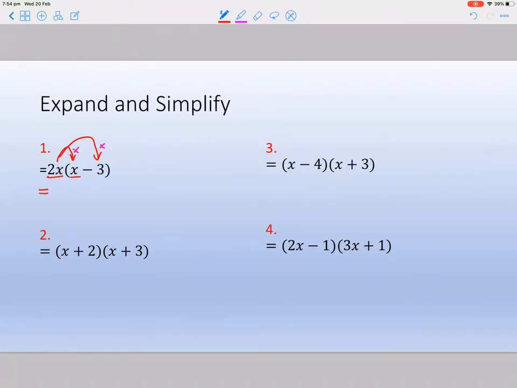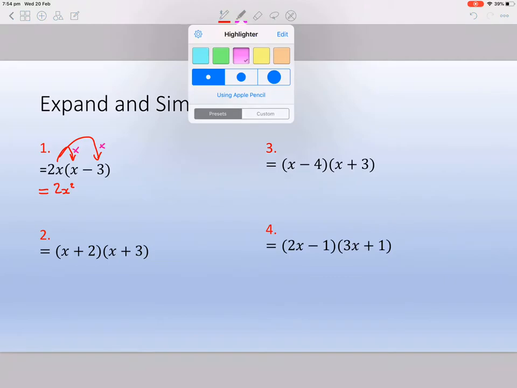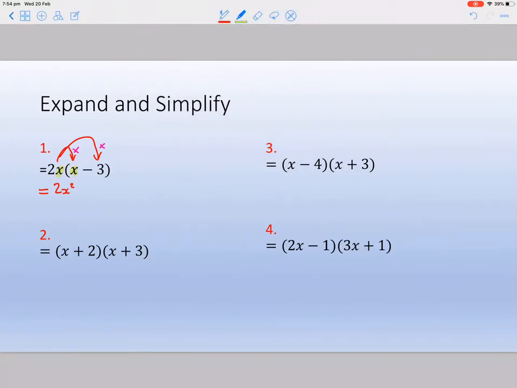2x times another x. Well, if you said 2x squared, you'd be right because there's two x's that we're multiplying by each other. Now it's going to be minus because of this minus here, and then we're going to go 2x times 3. Well, that's 6x. Okay, and we're done with that.